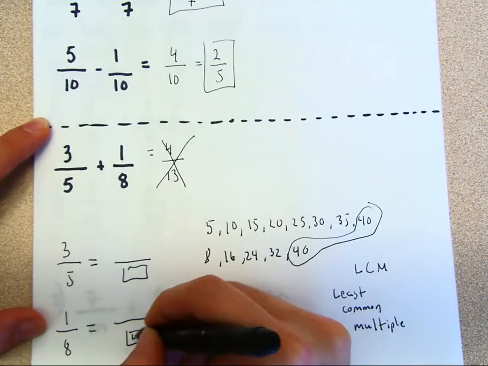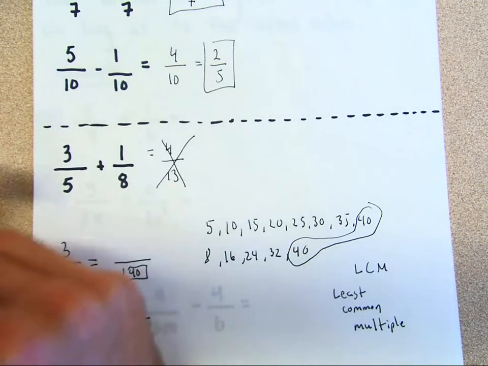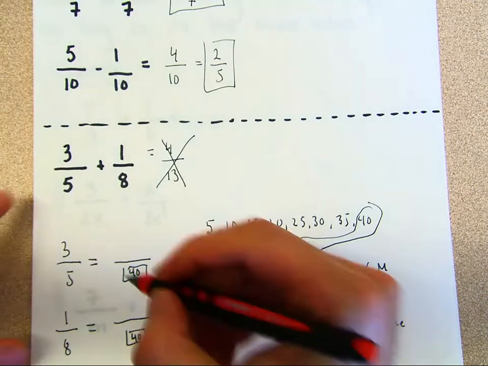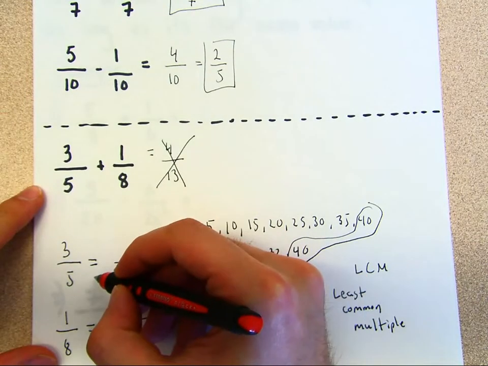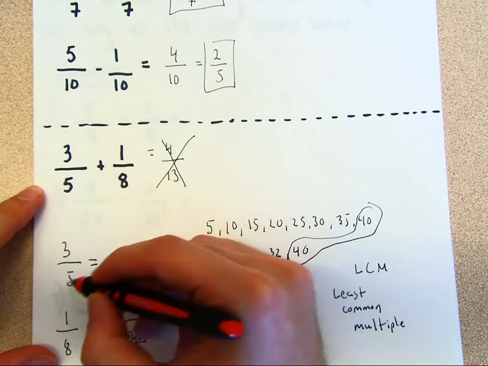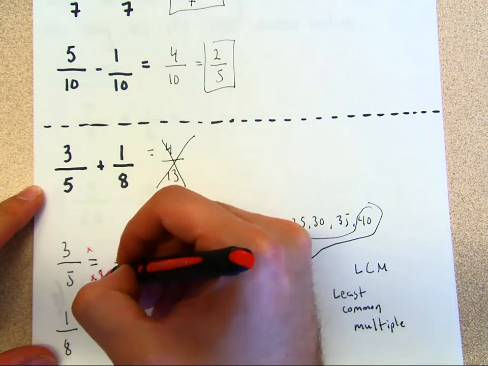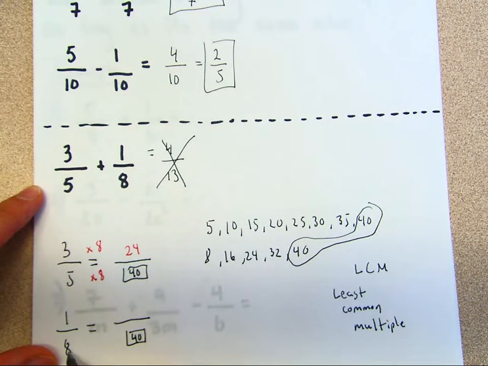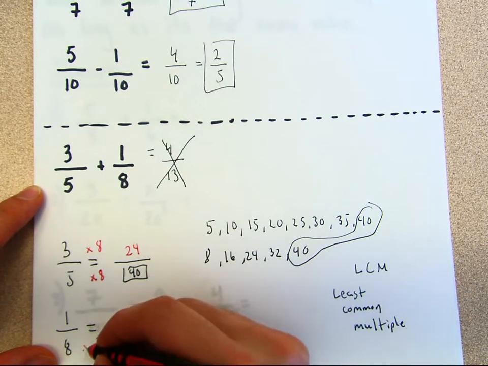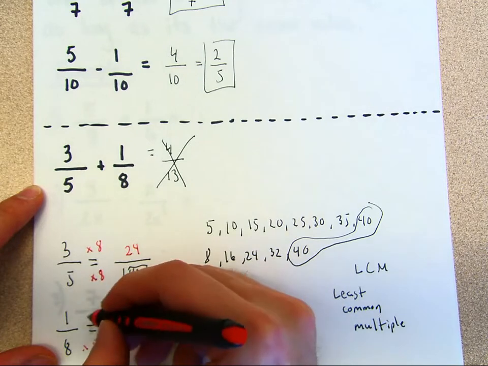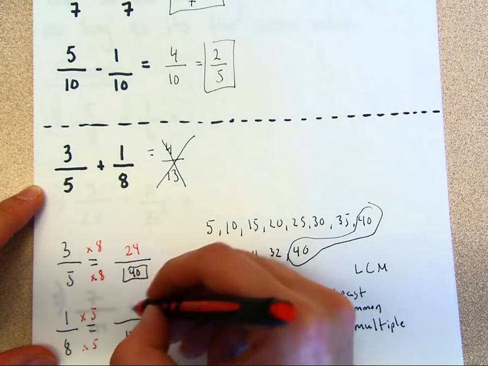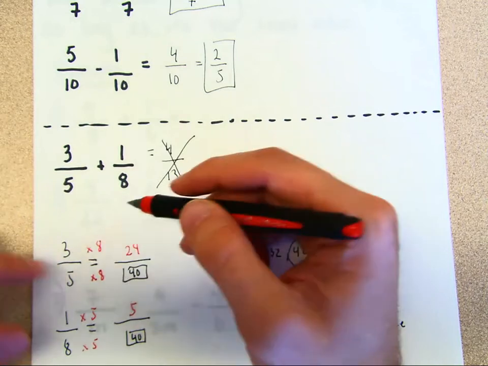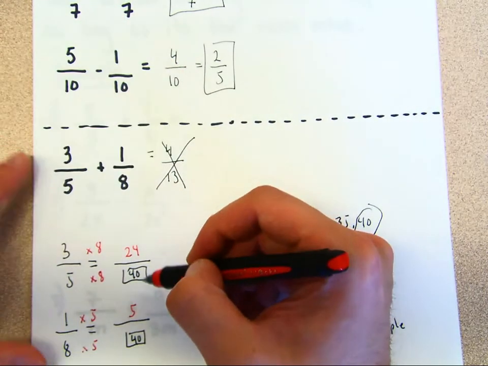So if I know that this is 40 and this is 40, the question you need to ask yourself is, what number times 5 gives you 40? Pause the video and think about it, that's 8. So 5 times 8 is 40. So whatever I do to the bottom, I do to the top. So 3 times 8 is 24. Here, 8 times what number is 40? It's 5. So 8 times 5 is 40. And then whatever I do to the bottom, I do to the top. So 1 times 5 is 5. And notice that this 3 over 5 is equal to 24 over 40.